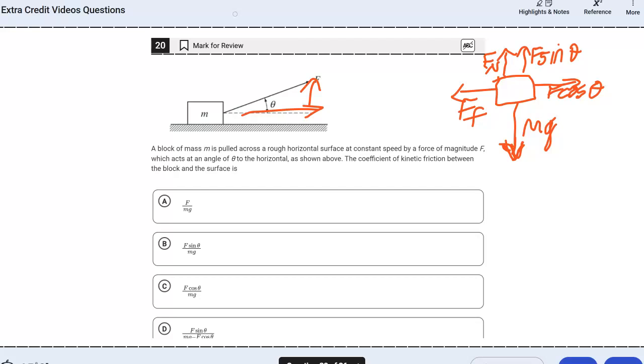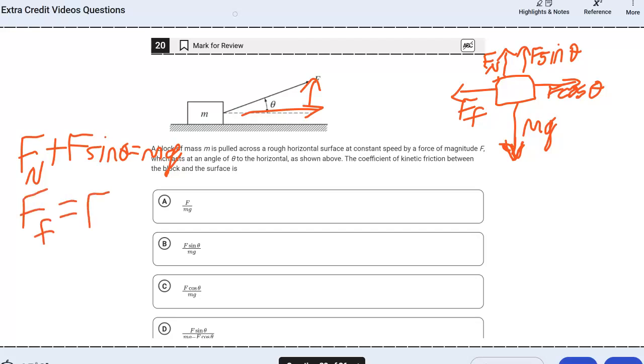Since it's in equilibrium in the y direction, the object's not flying, we know normal force plus F sine theta is equal to mg. And then again, since it's moving at a constant speed in the x direction, it's in equilibrium there. So our frictional force equals F cosine theta. And then let's just write up here, the friction is mu Fn. Okay.